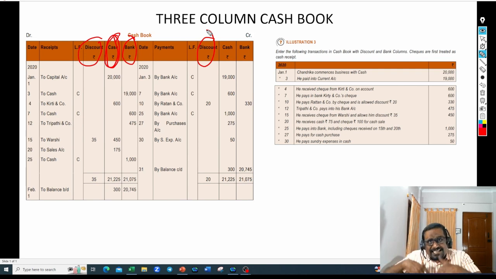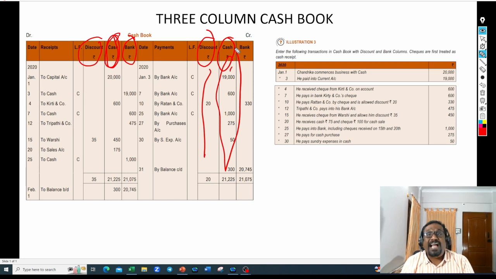Next, credit side discount. Whatever discount I receive will be recorded in the discount column on the credit side because it is an income. Whatever cash payments I make, I have to record in the cash column. Whatever payments I make through bank have to be recorded in the bank column.